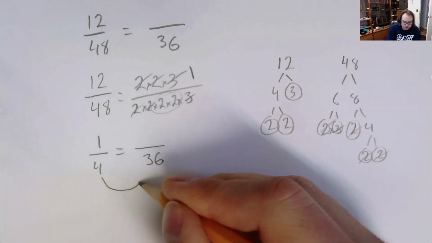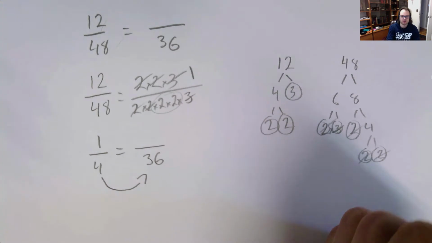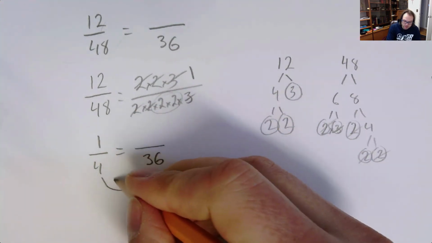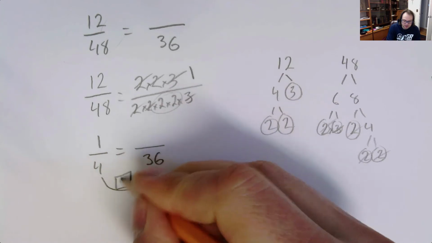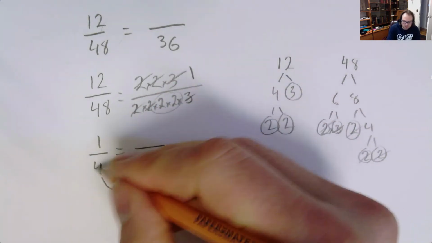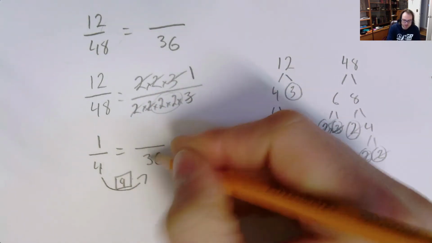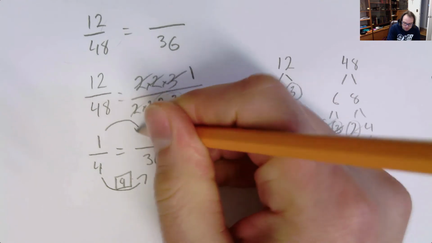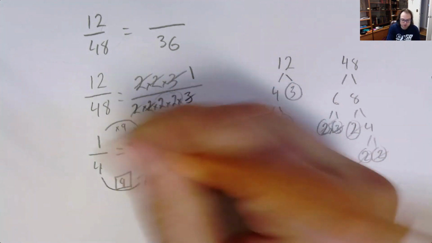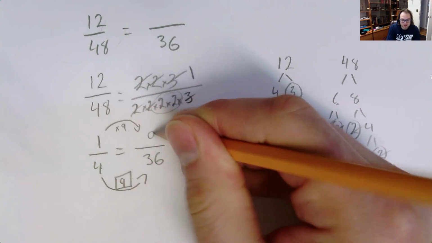Now, what multiplied by 4 gives me 36? So I have to multiply this by 9. This is kind of like my ratios thing. Remember how we did ratios? What do I get to get there? So I multiply this by 9 to get 36. That means I must multiply the 1 by 9 to get my numerator. So 1 times 9 is 9.